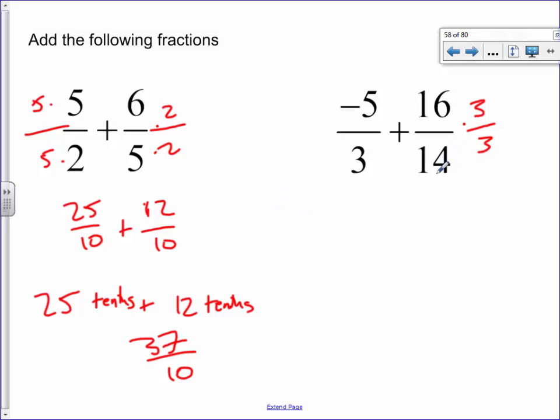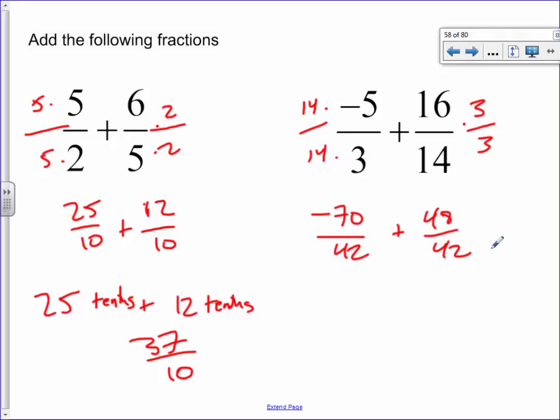This 14 right here, then, you get times on the top and on the bottom of the fraction. I can't do this in my head. I need a calculator. It's negative 70 over 42. And that's 48 over 42, I guess.